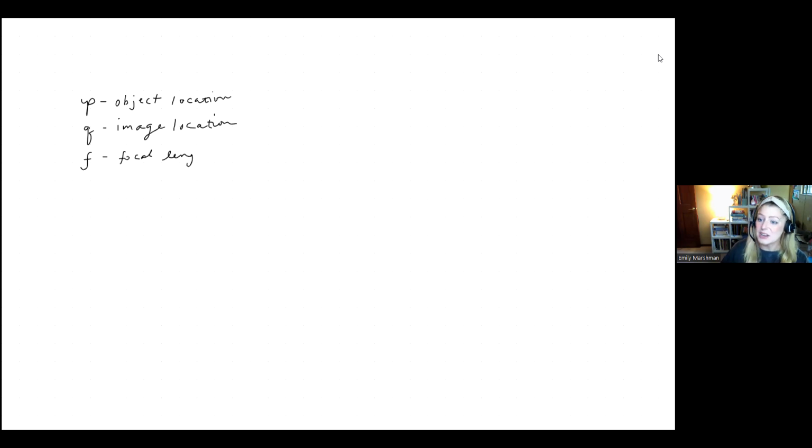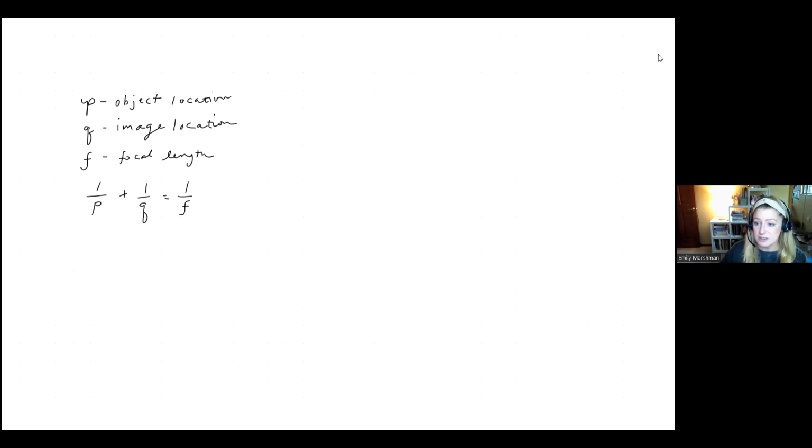The book goes through and derives the lens equation for you. And the lens equation is that 1 over the object location, P, plus 1 over the image location, Q, is equal to 1 over the focal length. I won't derive this here. It's kind of complicated. If you're very curious, you can look it up in the book. But for spherical mirrors, this would be called our mirror equation, or it also works for lenses, so we also call it the lens equation as well.